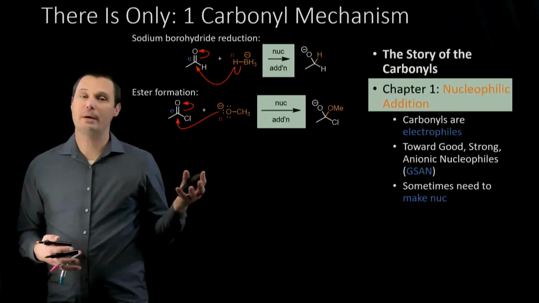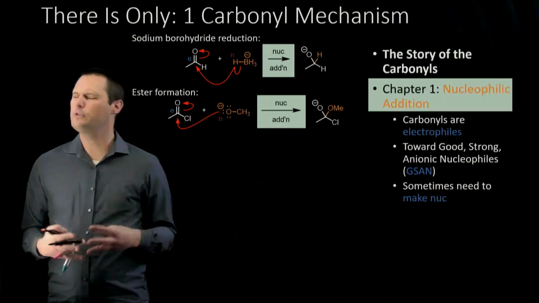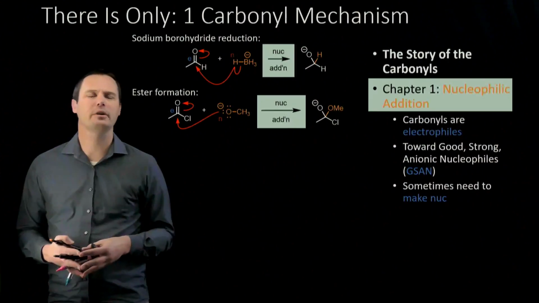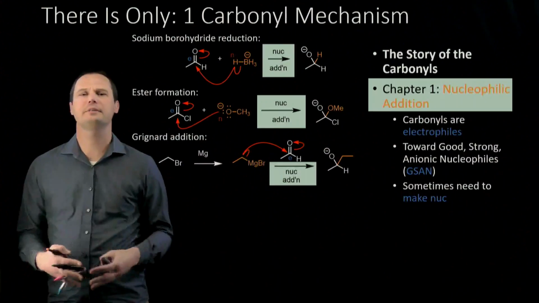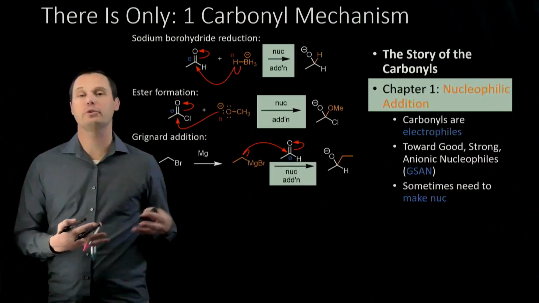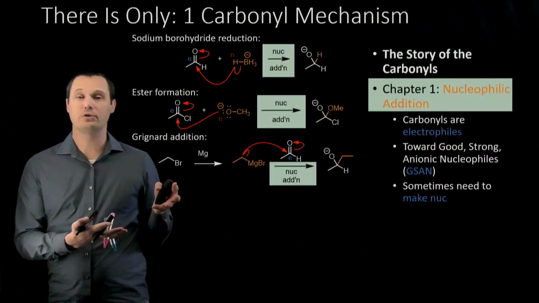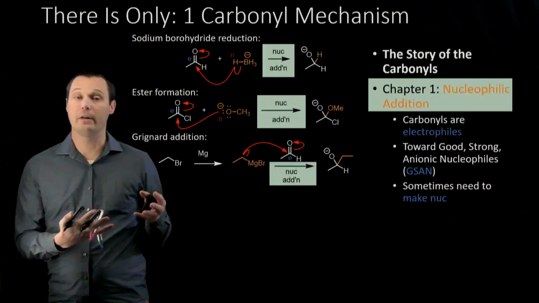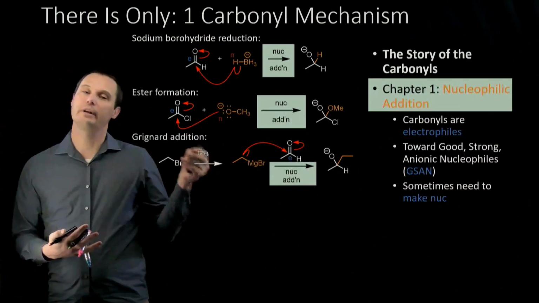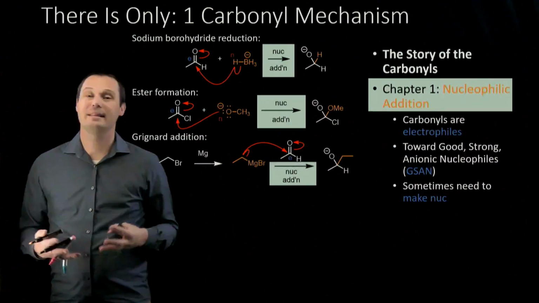Sometimes, in order to complete chapter 1, we need to make the good, strong anionic nucleophile. This may seem weird, but you've almost certainly seen this before. This is not necessarily a new concept. A common example is the Grignard reaction. In order to do a Grignard reaction, we often have to make the Grignard reagent by adding magnesium to an alkyl halide. An alkyl halide is not a good, strong anionic nucleophile. Not a nucleophile at all. But when we add magnesium, we turn it into a good, strong anionic nucleophile so that we can do chapter 1, the nucleophilic addition.